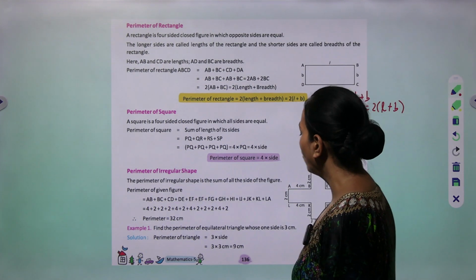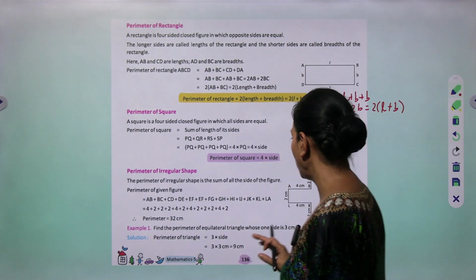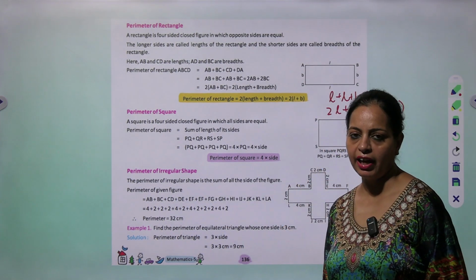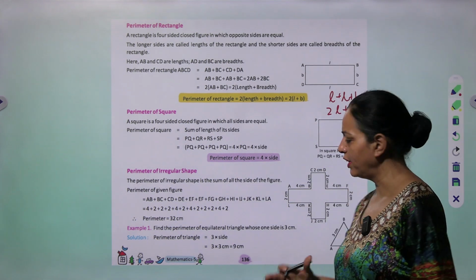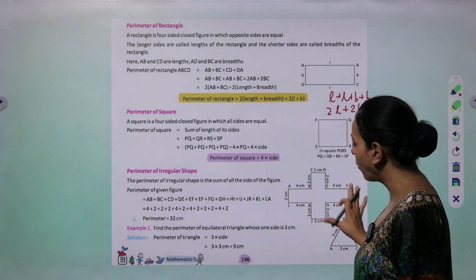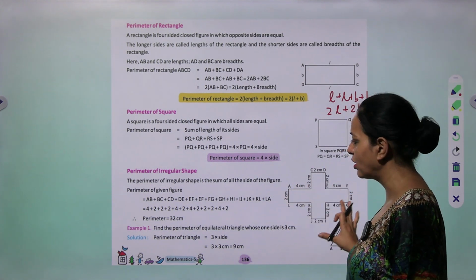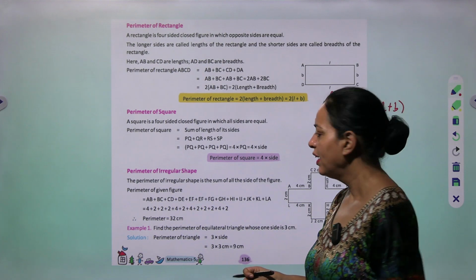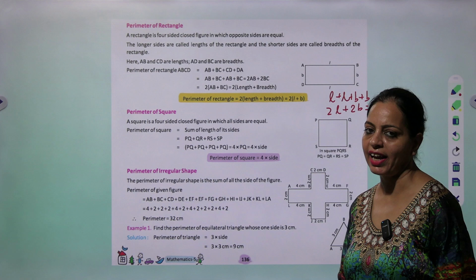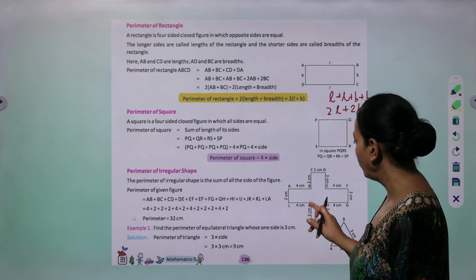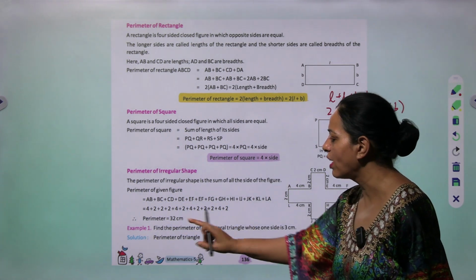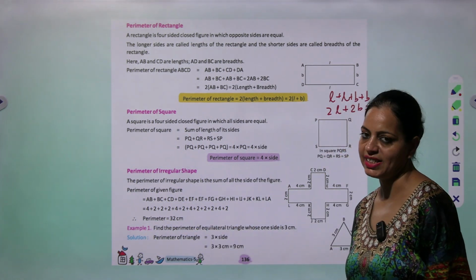Okay. So now perimeter of an irregular shape. Now it is not a rectangle, not a square, not a triangle. So how can we find the perimeter of a shape like this? This is an irregular shape. So what do you have to do? You have to add all the sides. Like here, the perimeter of an irregular shape is the sum of all the sides of the figure. For the given figure, they have taken all the sides and added them. So the answer is 32 centimeter.